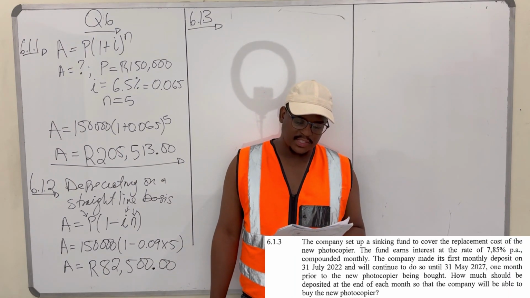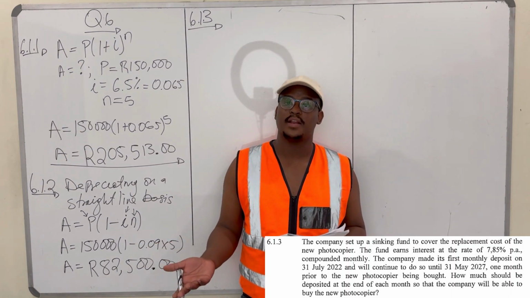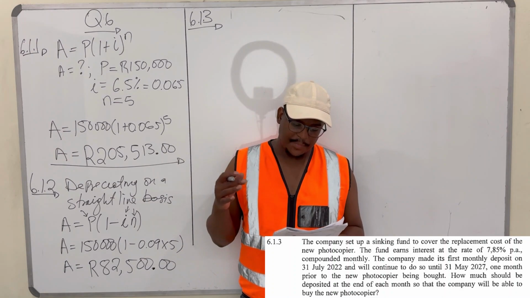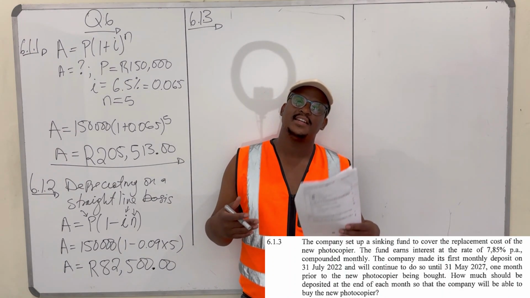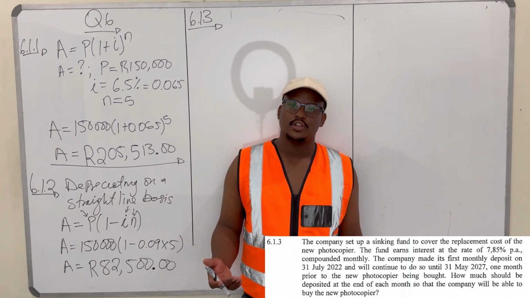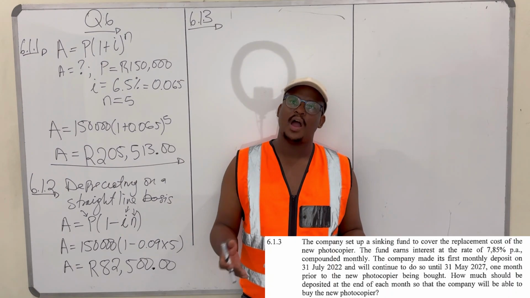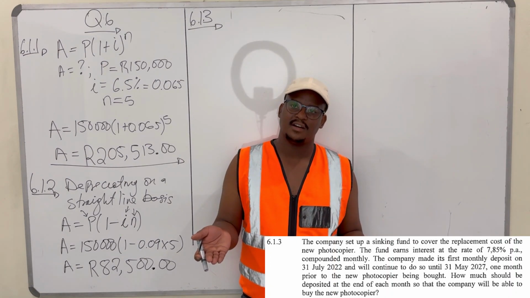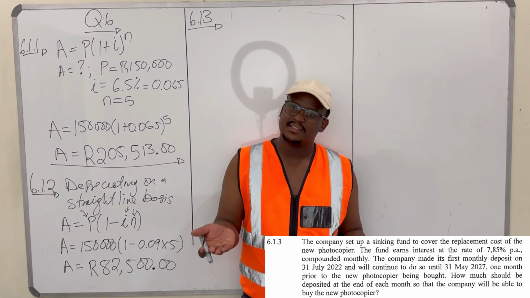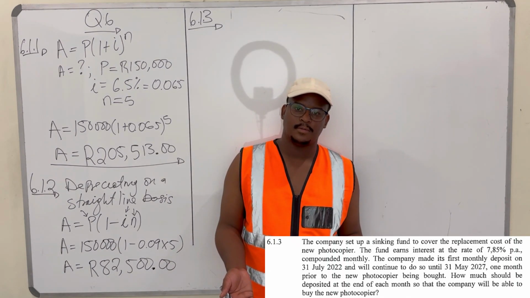So here's what is happening here. This company wants to replace this one in 5 years' time. So they set up a sinking fund so that they are able to afford the new machine in 5 years' time. So essentially what they're asking on this fund that they have set up, how much should they deposit monthly, right? So that they are able to afford this new machine. Fine.